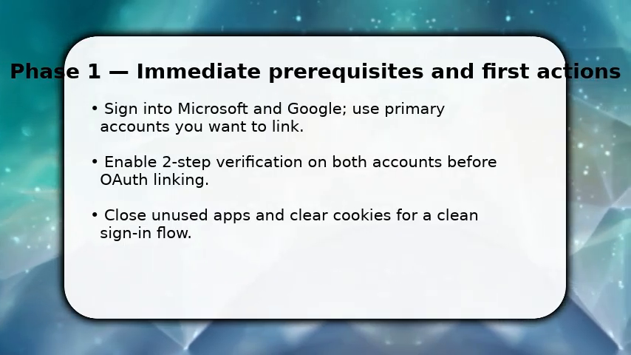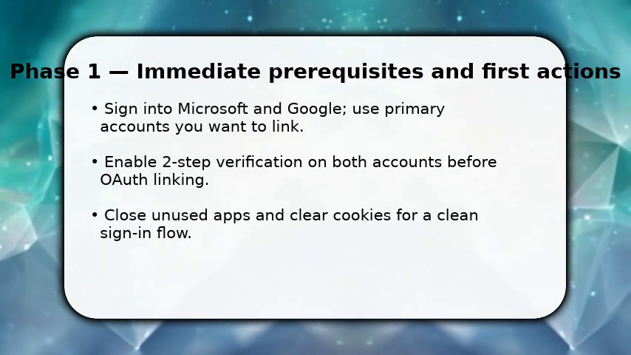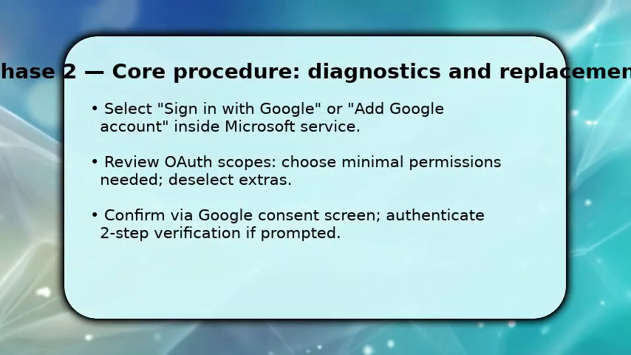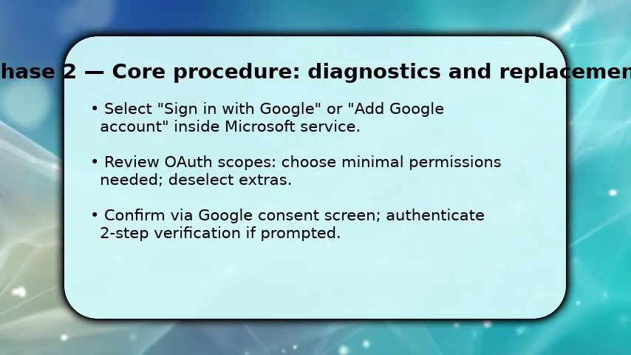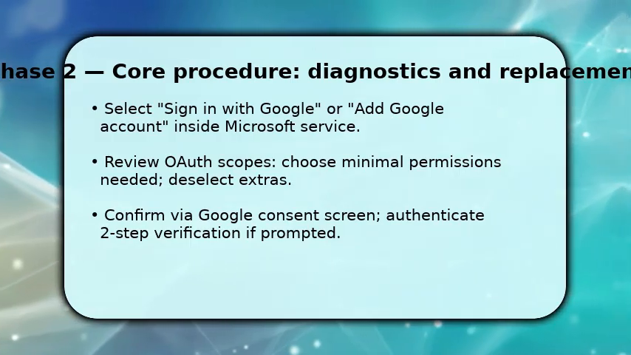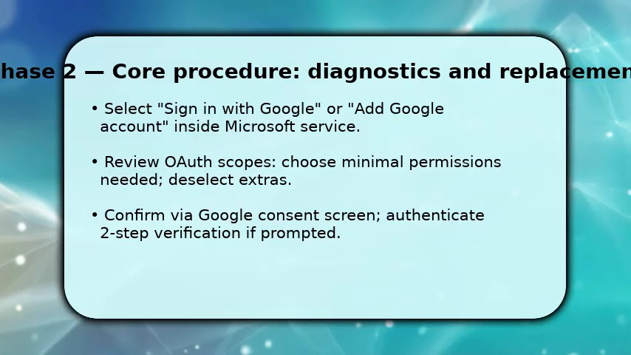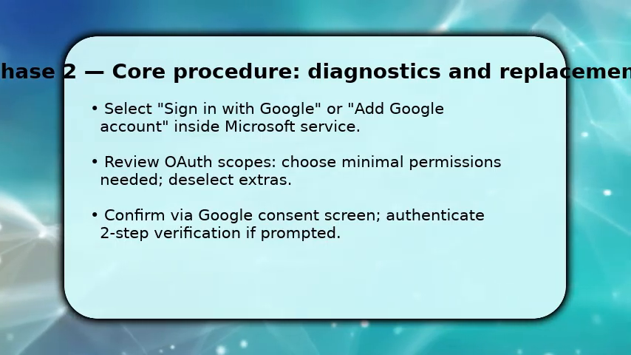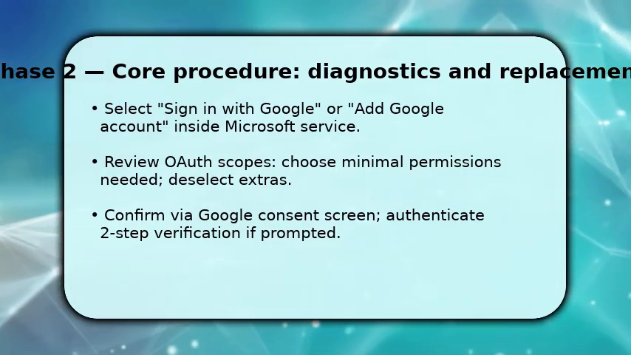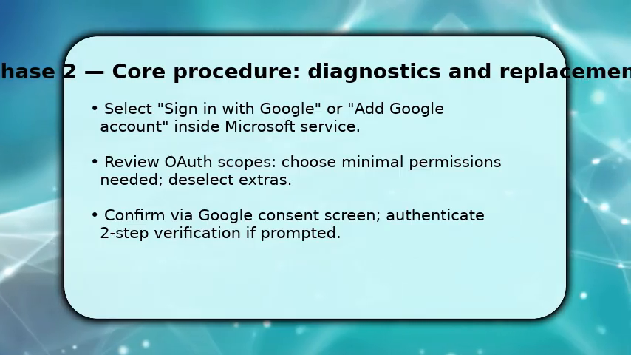Now, proceed to the account linking section in the Microsoft site or the app where you'll choose Sign in with Google. Next, choose the option to add or link a Google account from the Microsoft service, Outlook, OneDrive, or a Microsoft app, then select Sign in with Google. When the Google consent screen appears, read the permission list. You want only the scopes required for the feature, so deselect optional items when possible. Authenticate with Google's two-step verification if prompted, then allow access.